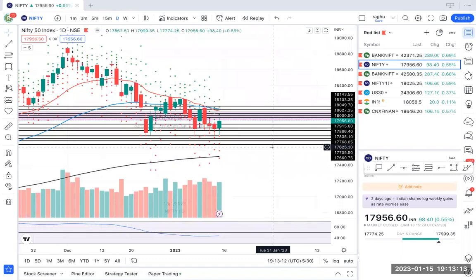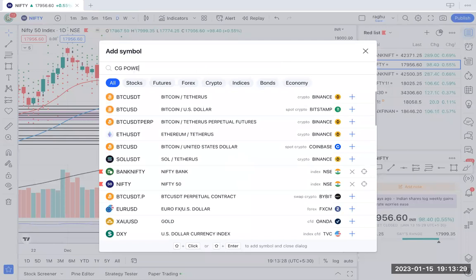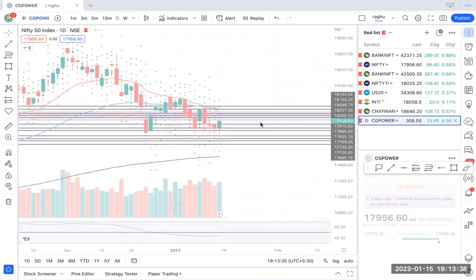So what I'll do now, let me open one of the stocks. Let's open the most debated stock, maybe CG Power. Let me open CG Power and I'll show you live how to make levels with CPR or without CPR. So let's open CPR first. Okay, now I click CG Power as a stock.